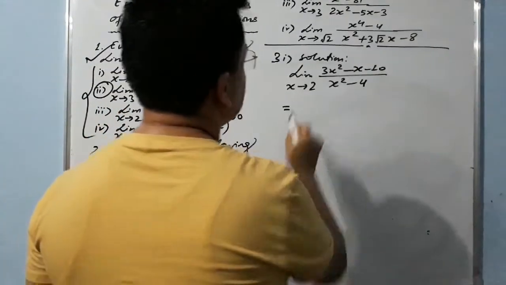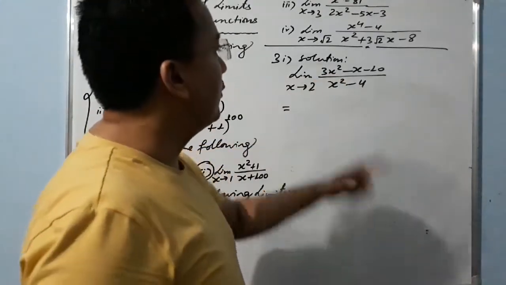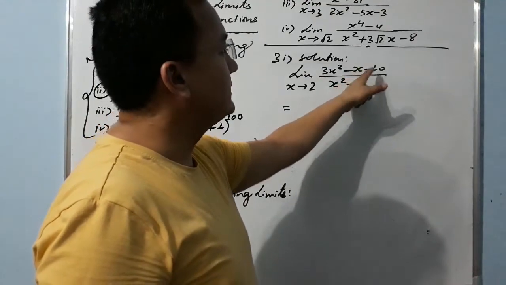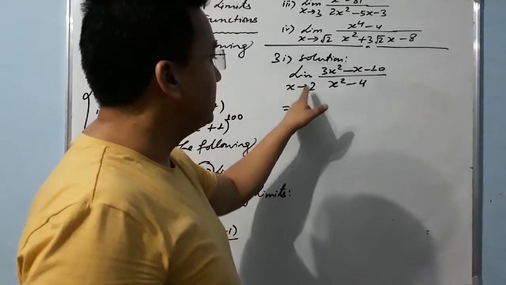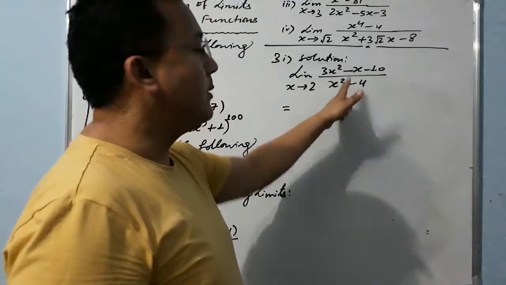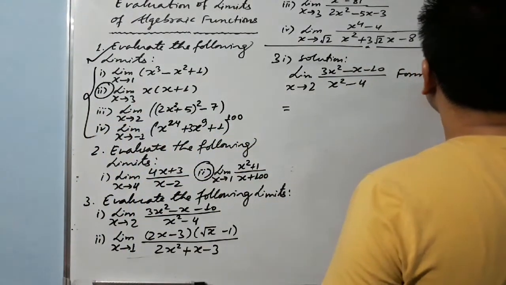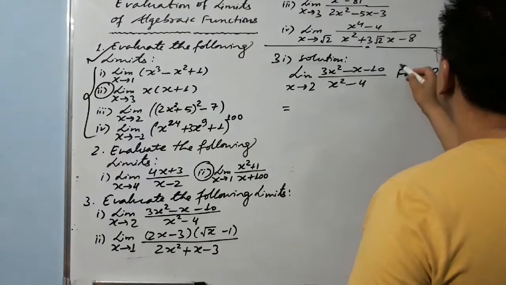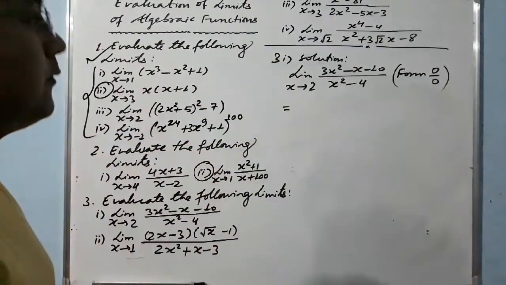Now you can check. X tends to 2, then x square tends to 4. 4 3s are 12. And x tends to 2 means 12 minus 2 minus 10, it's going to be 0. Numerator and denominator: x tends to 2 means x square tends to 4, 4 minus 4, 0. So this function is in the form 0 upon 0, right? This is an indeterminate form.